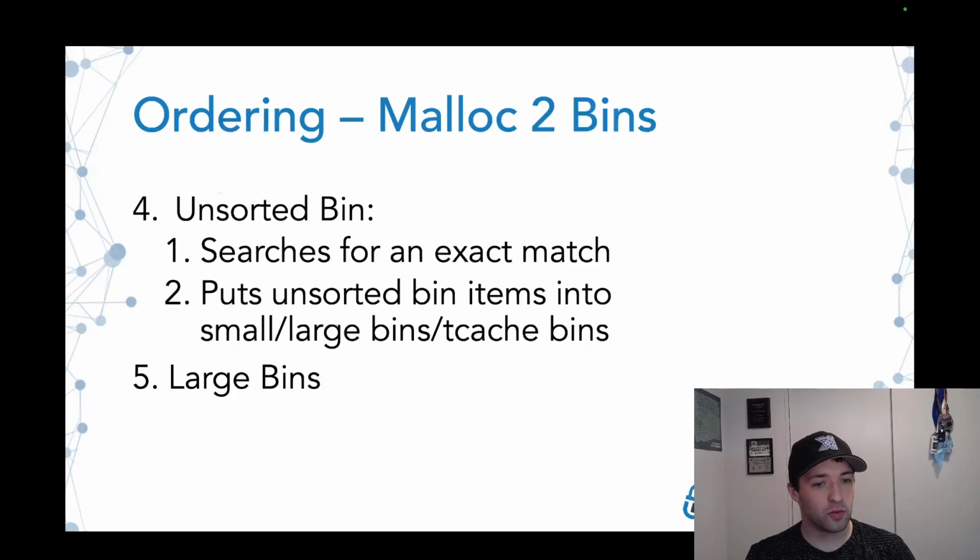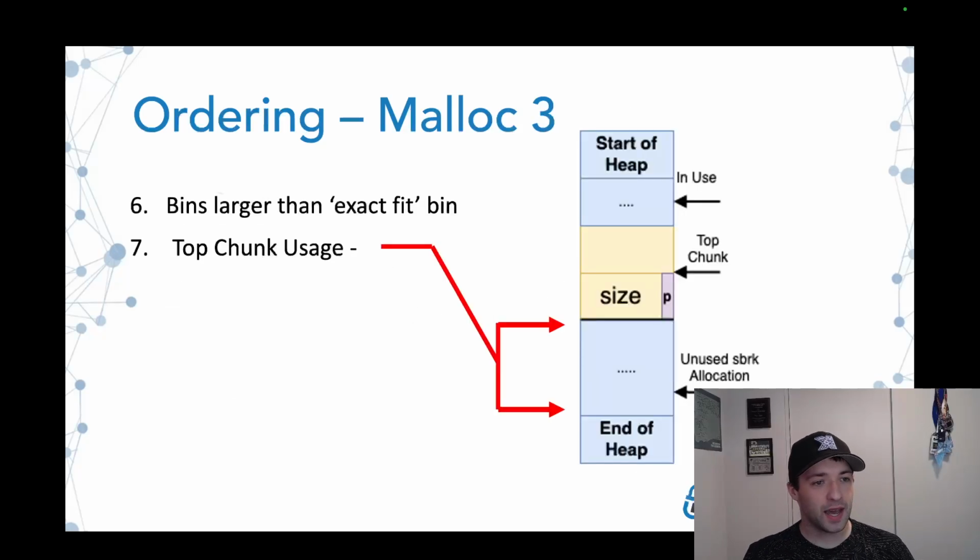After that, it will look in the large bins for an exact size for what you need. After that, it will look for bins larger than exact fit. So maybe your allocation was hex 220 and there was a chunk of size hex 240 in the small bin, it will then pull that out. However, it only looks within the small and large bin for this situation. It doesn't look in the tcache or fast bin because those are considered fast entry bins.